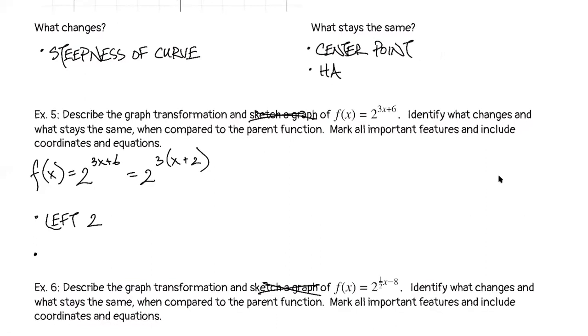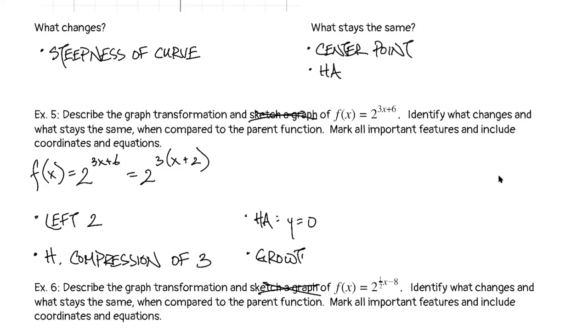Yeah, it is a compression. So we can say a horizontal compression of 3. We're squeezing it in 3 times as small, okay? Our horizontal asymptote doesn't change. It's still y equals 0, and we still know that this one is going to be growth, but it's going to be more steep than the parent function.